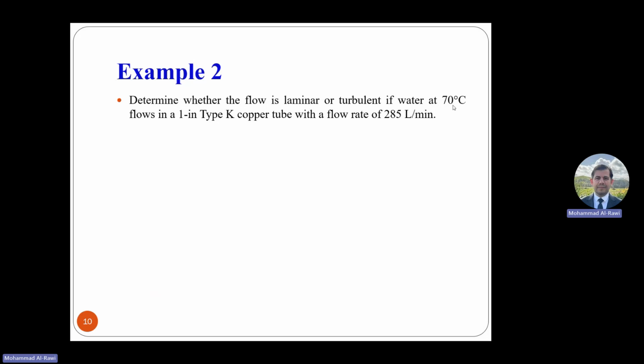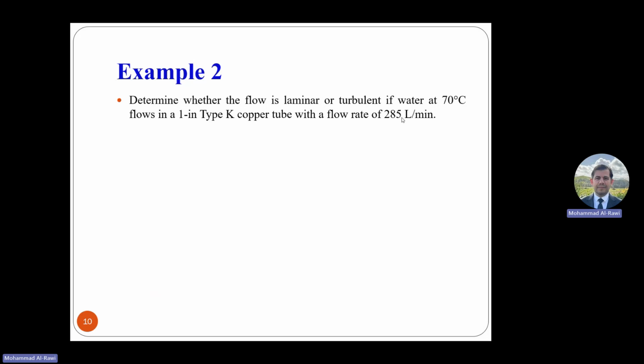Here is what's the difference in this question. Of course, you can work with high temperatures for water, 70 degrees, and flow in 1 inch. So even if we have inch type K copper, we have the textbook with appendices, so we can convert that to get the diameter in millimeters, and then we convert that to meters.